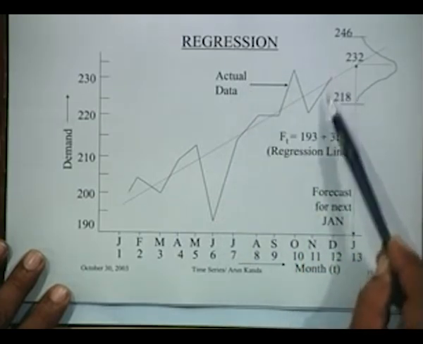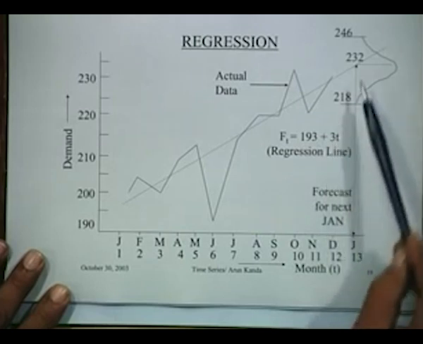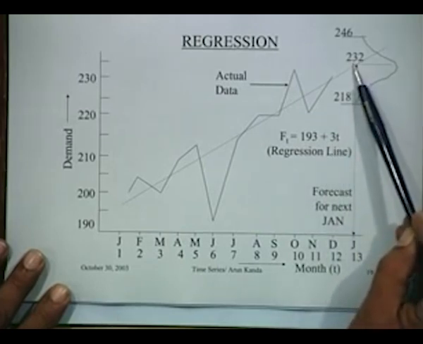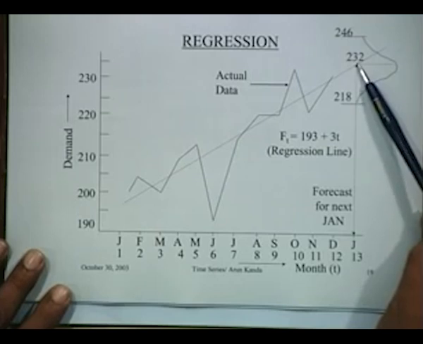And then you can use this particular equation to forecast, let us say, the demand for next January. How do you forecast the demand for next January? You will take t is equal to 13, because this is the 13th period, plug it into this formula, and the value that you get is 232. So you make a forecast for next January as 232.